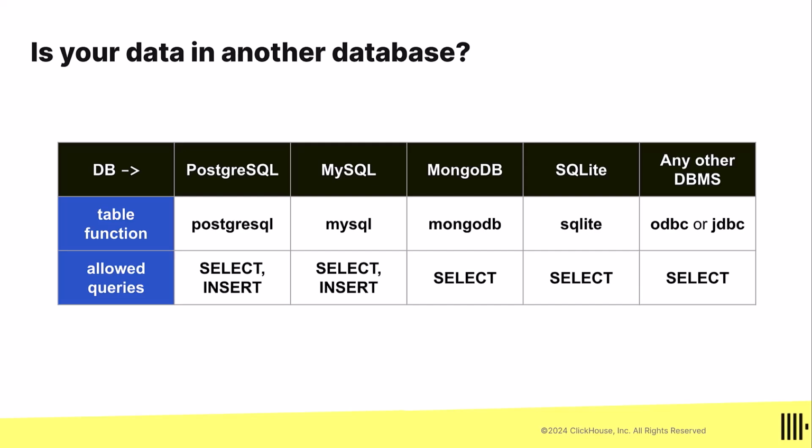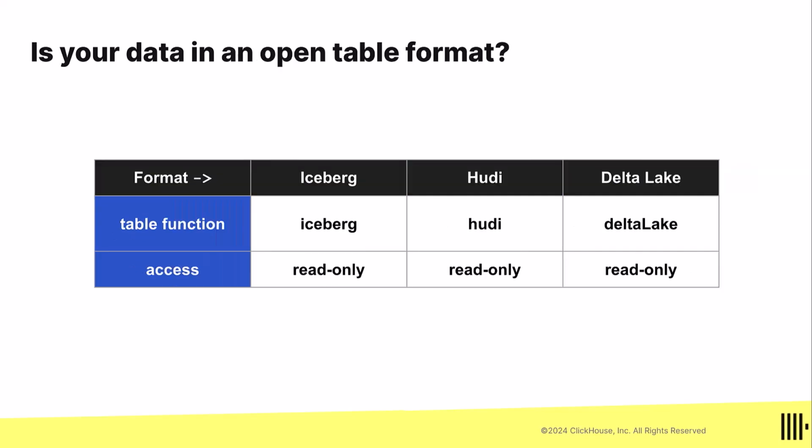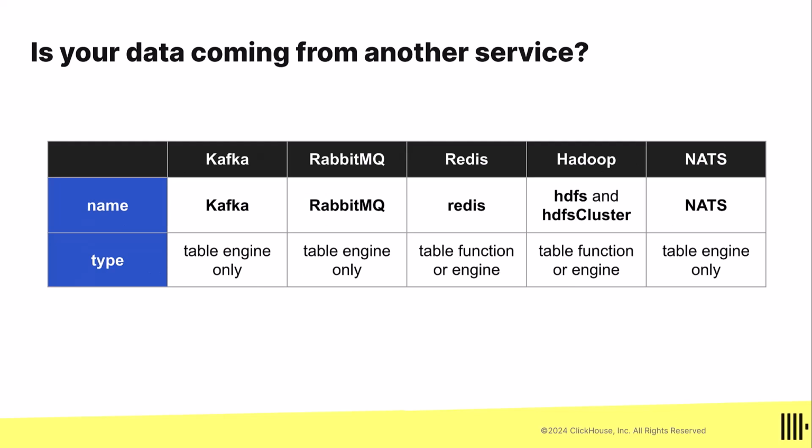That's great if you're using one of those 4. But like I said before, if you're not, just use the ODBC or JDBC table function. Those will obviously connect to just about any database there is. Notice we have Iceberg. If you're using Iceberg up in S3, there's a table function for that. Same for Hudi, same for Delta Lake, and so on. The table functions work great for grabbing data and pulling it in.